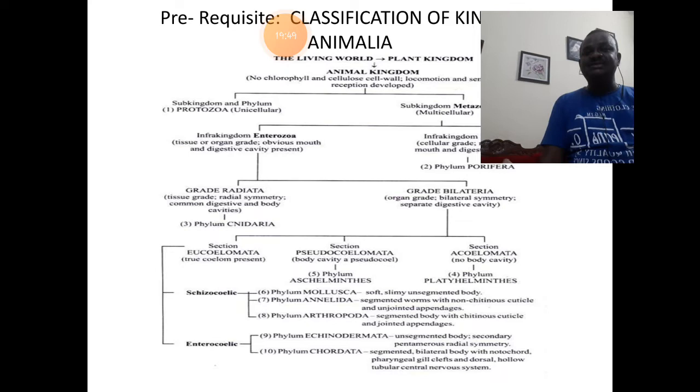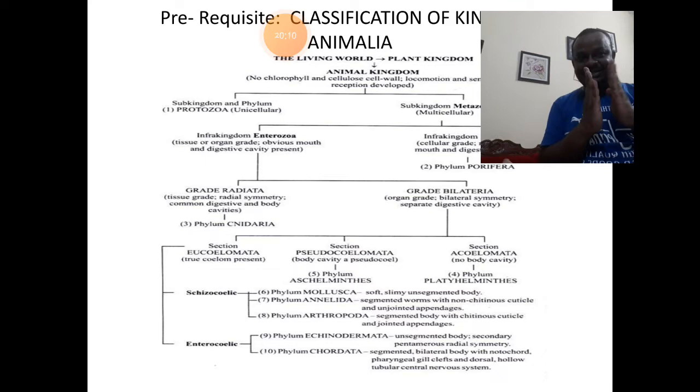Are you able to understand? So what are Platyhelminthes group of organisms? They are flatworms. Their flattened nature of the body is due to the compression seen between the dorsal and ventral side together. Are you able to understand? We call it dorsoventrally flattened.